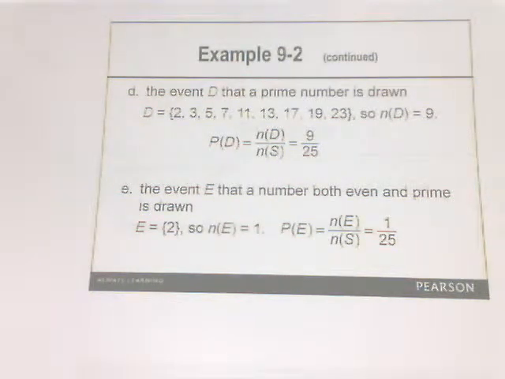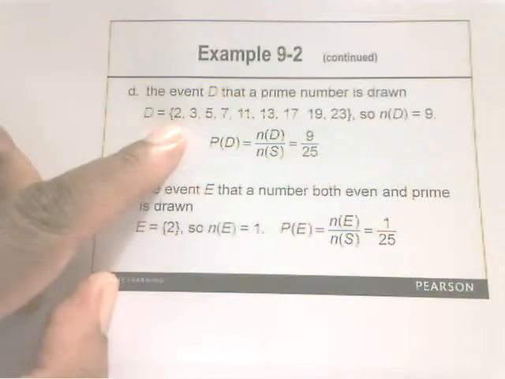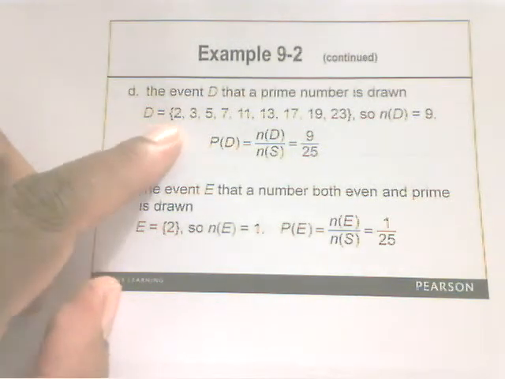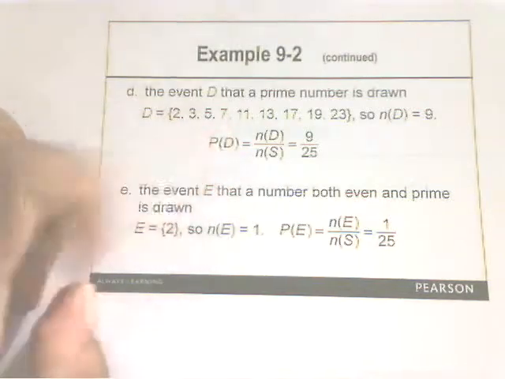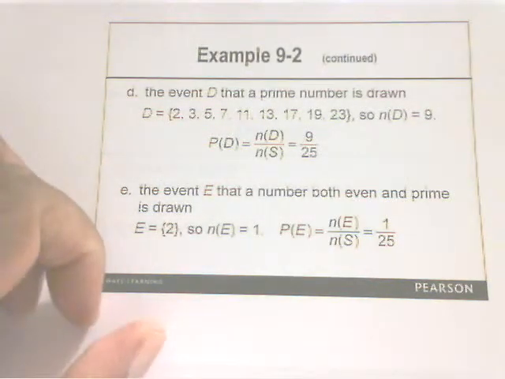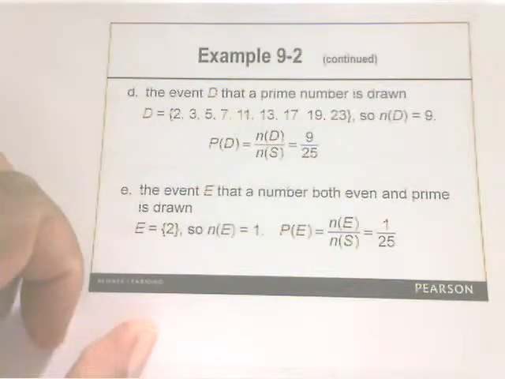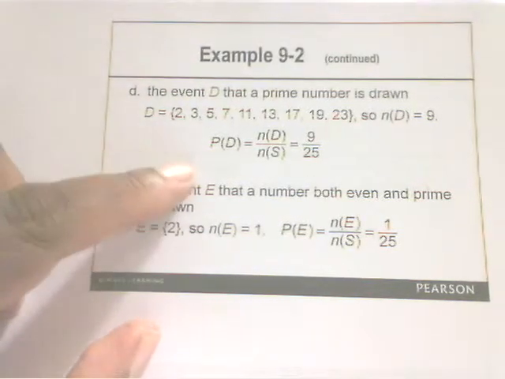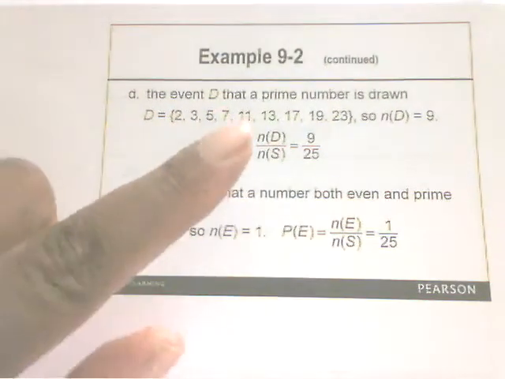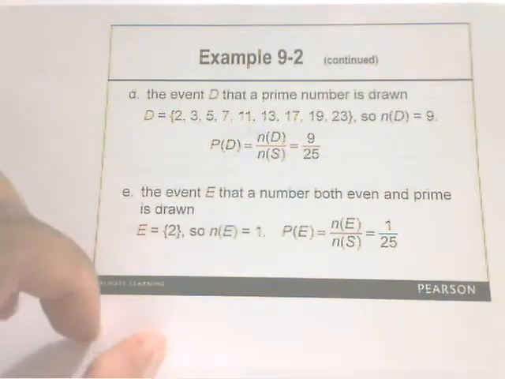Part D is this: the event D that a prime number is drawn. These are the prime numbers that are less than 25: 2, 3, 5, 7, 11, 13, 17, 19, and 23. There are 9 prime numbers from 1 to 25, so the probability of event D would be 9 over 25.